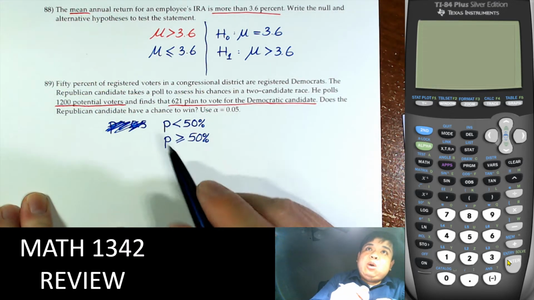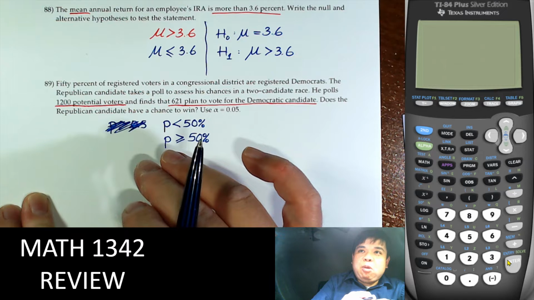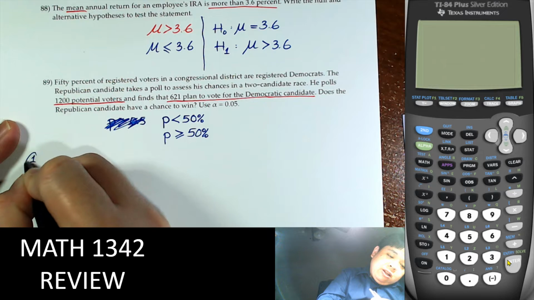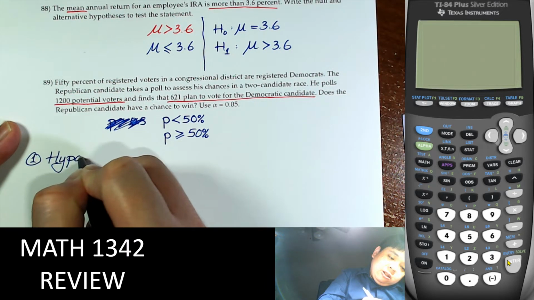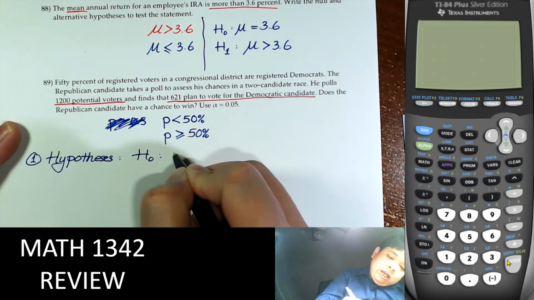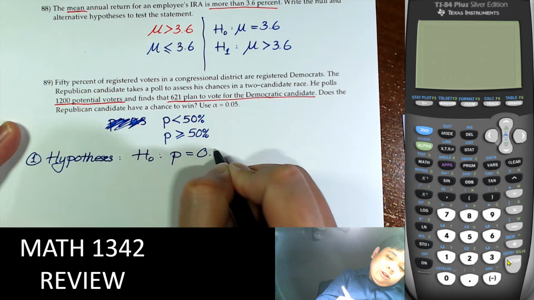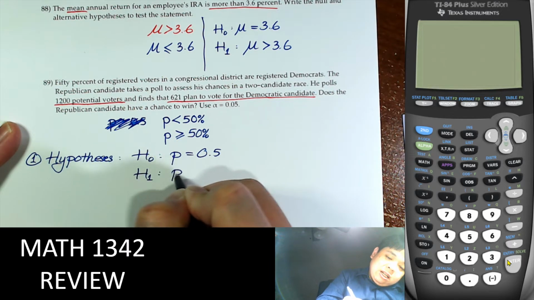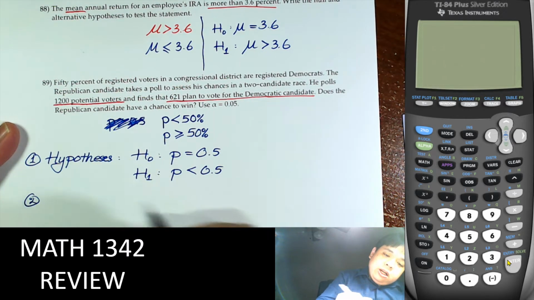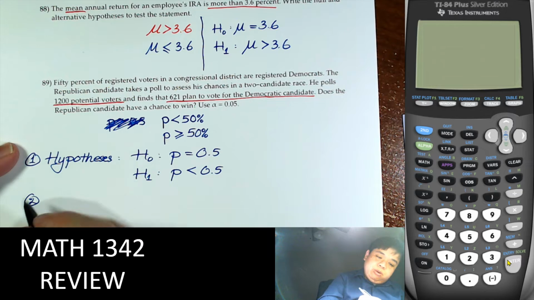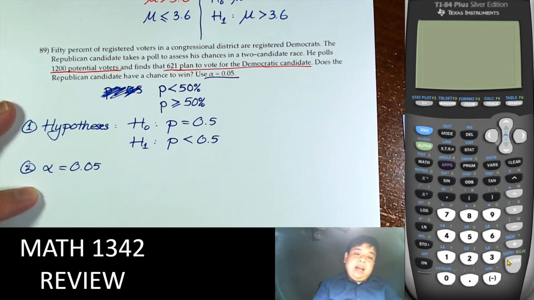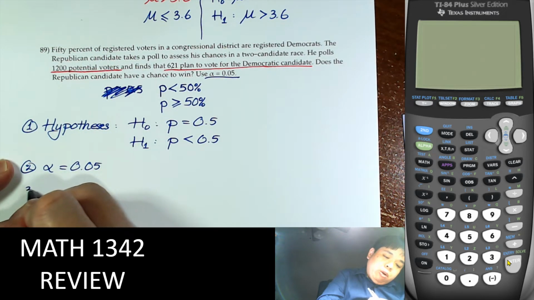So in that case, we have to choose one to be the alternative hypothesis and the other one, with the equal sign, is the null hypothesis. So the first step is the hypothesis. The null hypothesis will be equal to, and the alternative will be less than. Step 2, we use alpha of 0.05. And then based on this information, we'll compute the p-value.